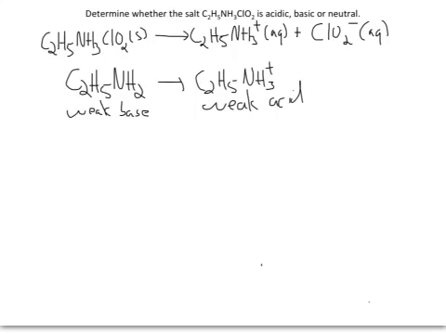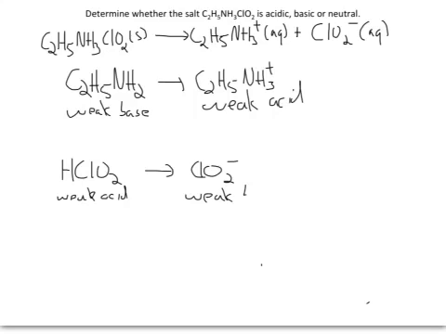All right, so now I need to do the same thing and consider my anion. And so it's either going to be basic or neutral. So I consider its conjugate acid. Its conjugate acid is HClO2. This is a weak acid. So that means that its conjugate base, ClO2 minus, is a weak base.